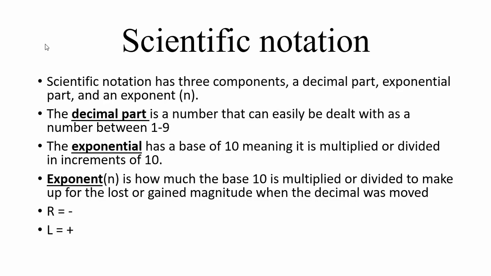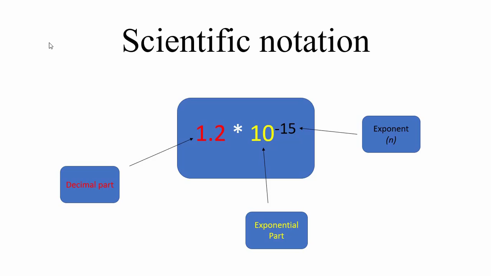A positive exponent would indicate the decimal is being multiplied and the decimal is moved to the left. Okay, looking at this number in scientific notation, we can see that the red part is the adjusted decimal part, the yellow part is the exponential part or base. These two words can be used interchangeably. Exponential and base mean the same thing. So if something is described in a base, it means the same as if something was described as an exponential.